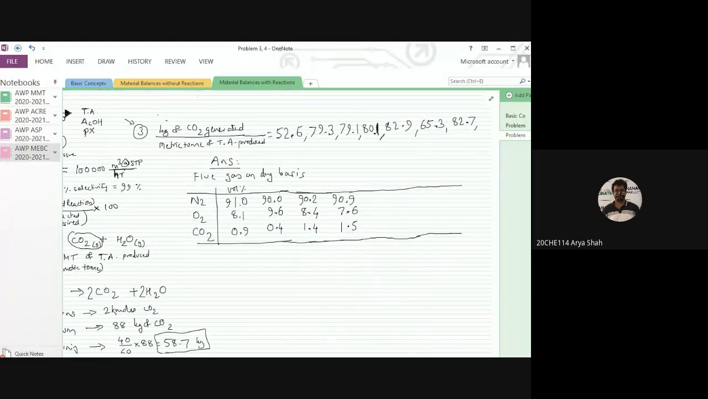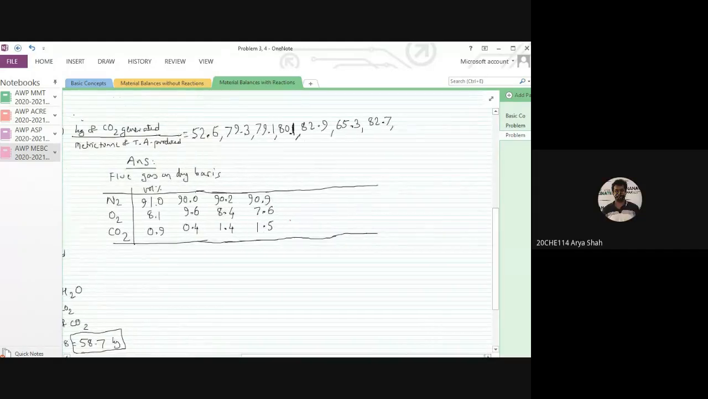I'd like to change my kg of CO2 answer to 81.9. What was your earlier answer? 52.6. Oh, okay. So you want to change now to 81.9. Okay. So Shaurya Raj, have you understood why I said 25 looks wrong?